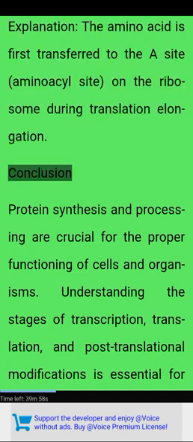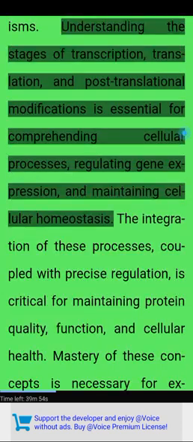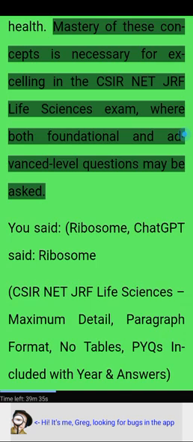Conclusion. Protein synthesis and processing are crucial for the proper functioning of cells and organisms. Understanding the stages of transcription, translation, and post-translational modifications is essential for comprehending cellular processes, regulating gene expression, and maintaining cellular homeostasis. The integration of these processes, coupled with precise regulation, is critical for maintaining protein quality, function, and cellular health. Mastery of these concepts is necessary for excelling in the CSIR NET JRF Life Sciences exam, where both foundational and advanced level questions may be asked.